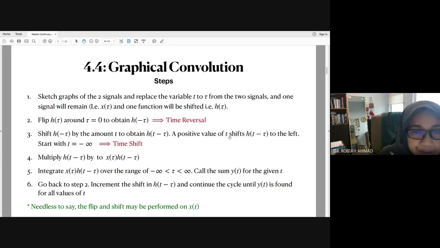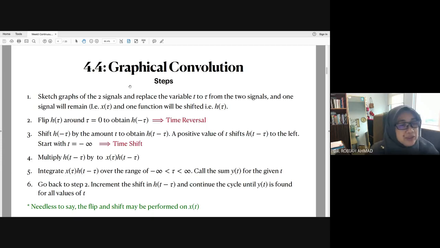Okay, now how are we going to determine or do the graphical convolution in order to find our output? There are steps. If we look in several textbooks or references, there are various versions, some say 5 steps, some say 4 steps, some say 3 steps, but basically the steps are all about the same.